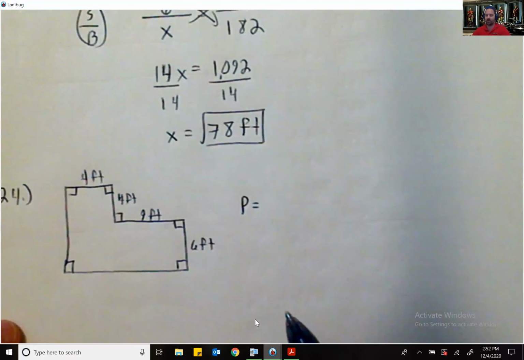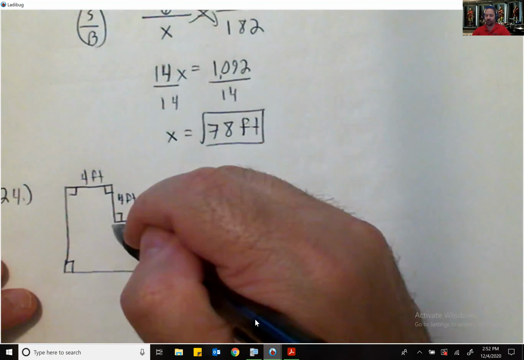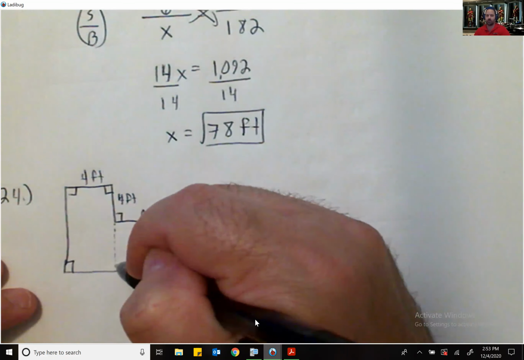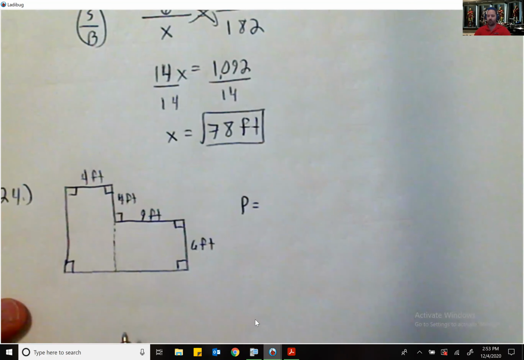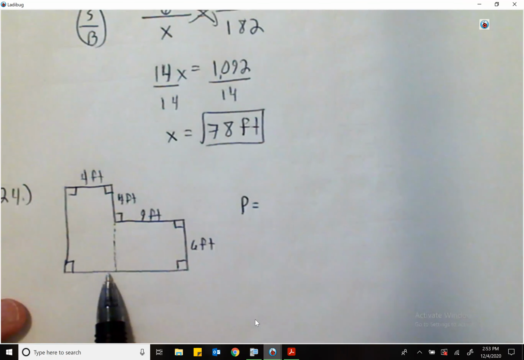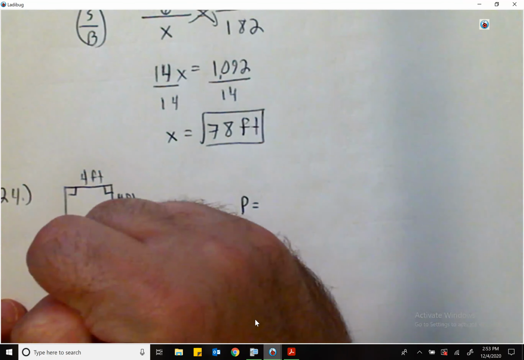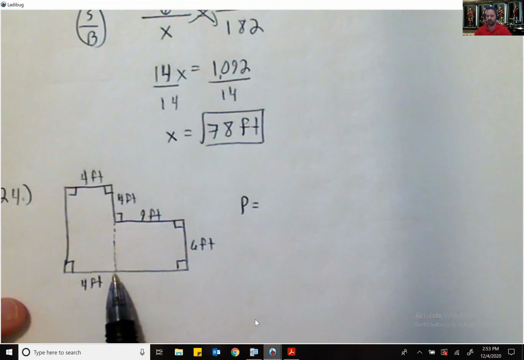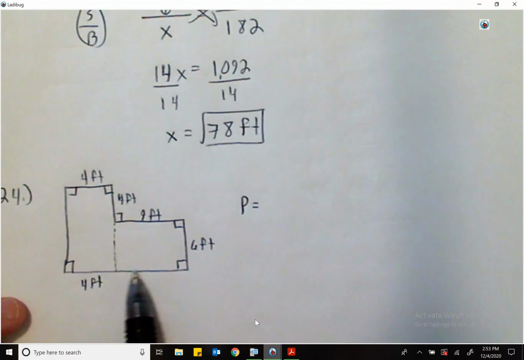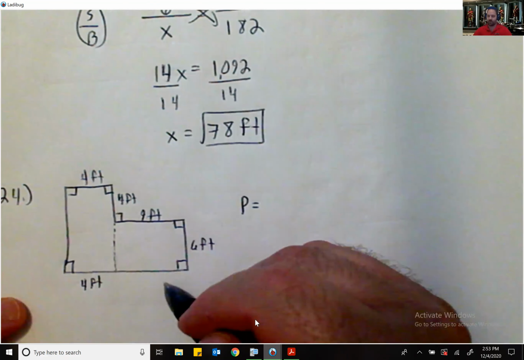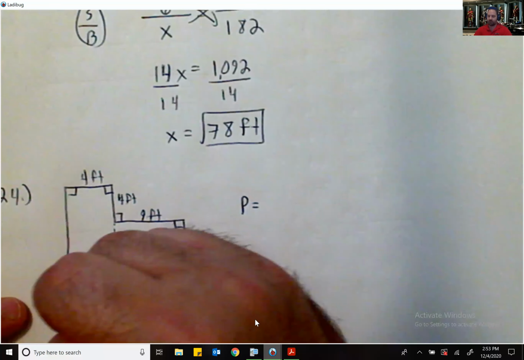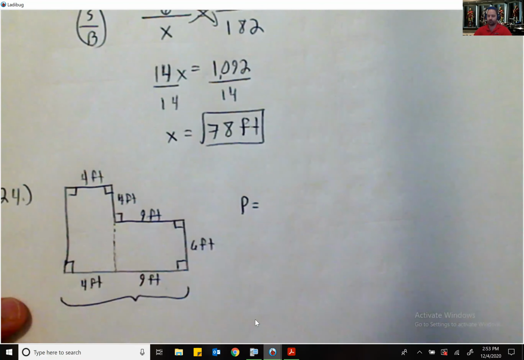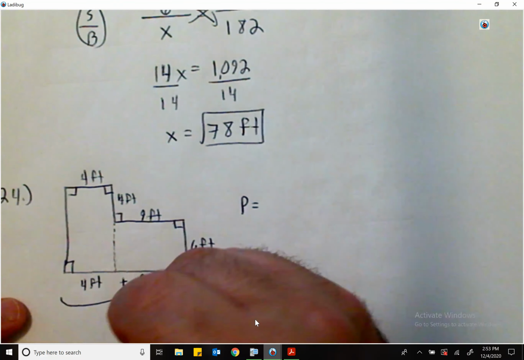So remember, we talked about how we can break our shapes up into shapes that we know. Like if I draw a line right here, how long is this bottom length over here on the left side? 4 feet. How long is this bottom length right here on the right side? 9 feet, because these are little rectangles and opposite sides of a rectangle are congruent. So what is the full length? 13. So now we know the bottom length.